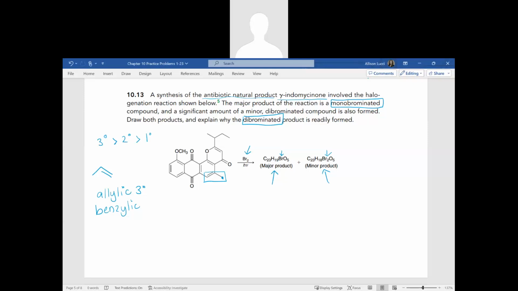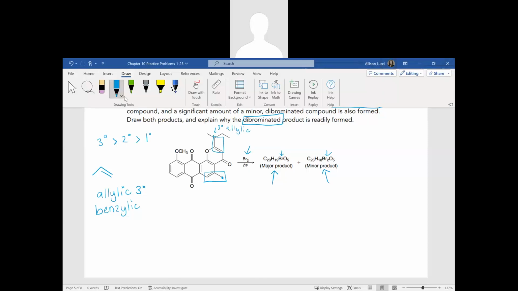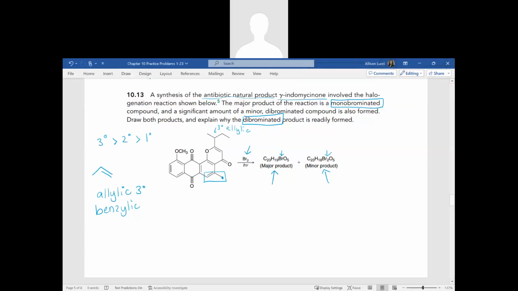We also have up here an allylic position, and this is actually going to be a tertiary allylic position. So this will be our first site of bromination. This would have the lowest bond dissociation energy associated with that CH bond. So we would have bromination occur at that site.